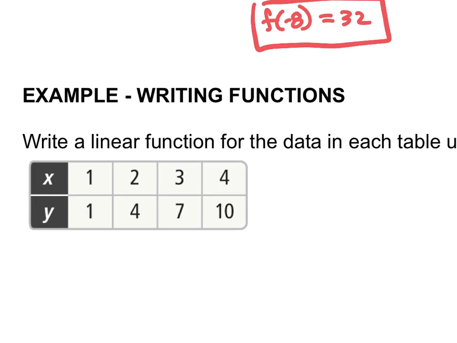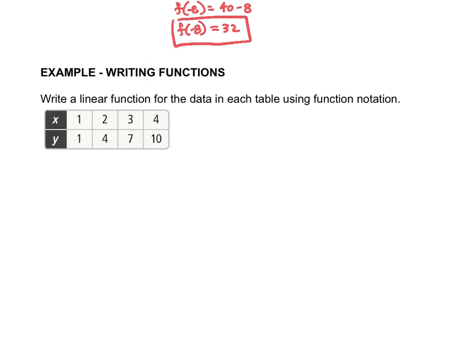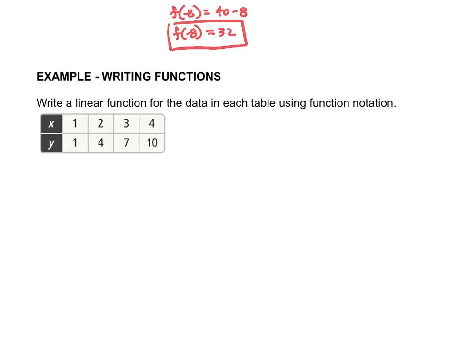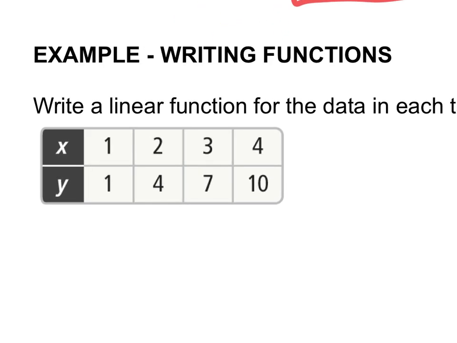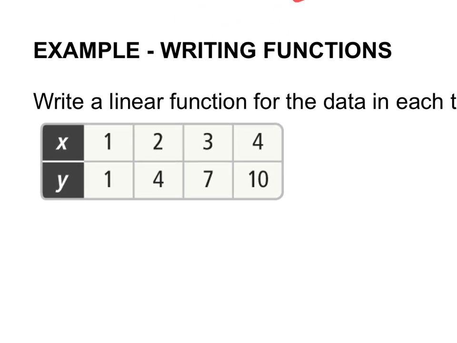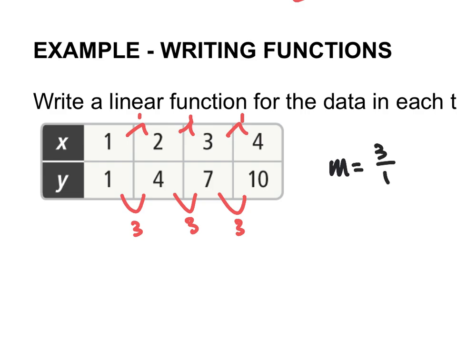All right, so now we've got this problem down here that says writing functions. Write a linear function for the data in each table using function notation. What I want to take a look at here is, let's just make sure that it's linear. The x values are increasing by 1. The y values are increasing by 3. So we can figure out our slope. We know that our slope m is equal to 3 over 1, the change in y divided by the change in x. m is equal to 3.